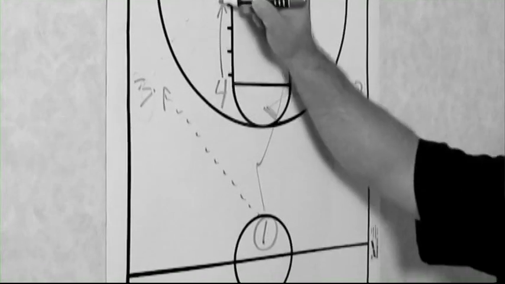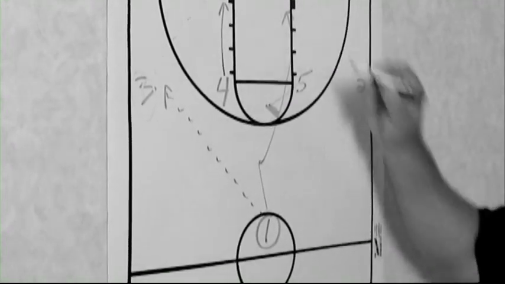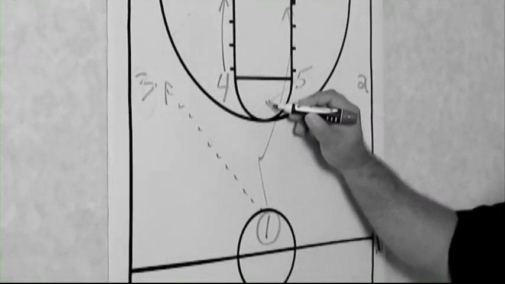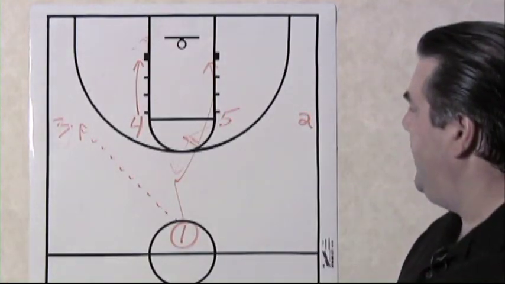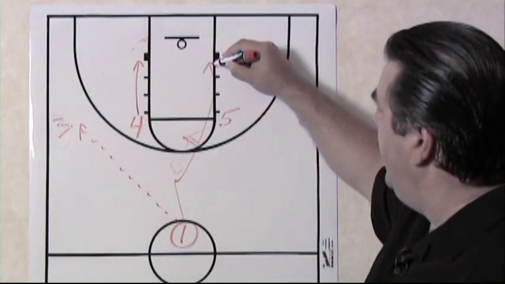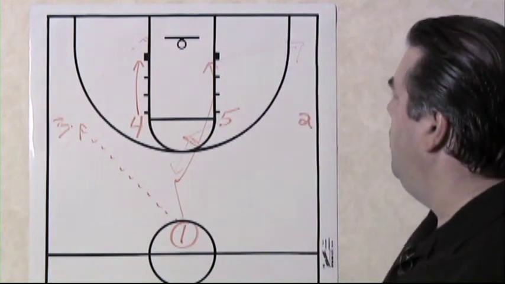So 3 has the ball. His first look is corner of the board. His second look is the lob. Once 5 sets the screen, he will now pop out and look for the basketball. If 1 did not get the lob, he will cut to the corner.